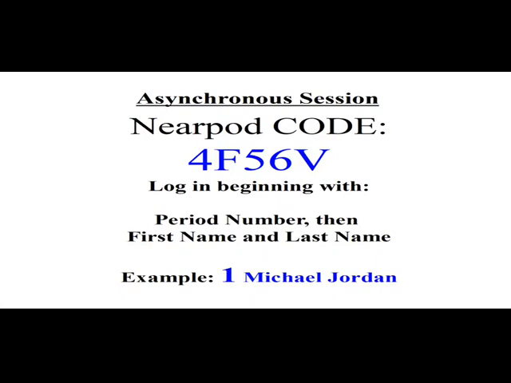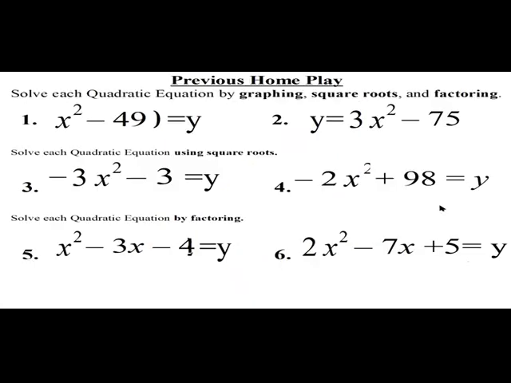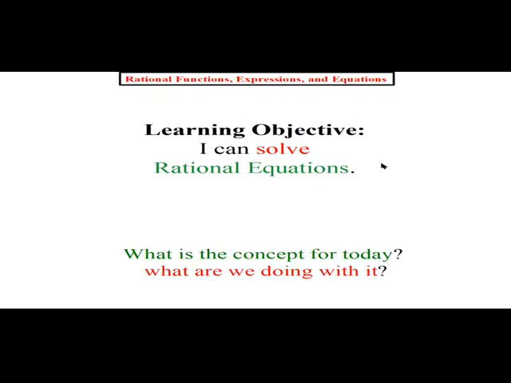All right. So with that said, your previous home play was these 6 problems. Make sure you turn them into Canvas if you haven't done already. And I'll give you some time for that. Today's home play is pages 459, 460, numbers 3 through 6 once again. And our objective for today, I can solve rational equations. So get a Cornell note ready. I'll give you some time, 30 seconds, go.